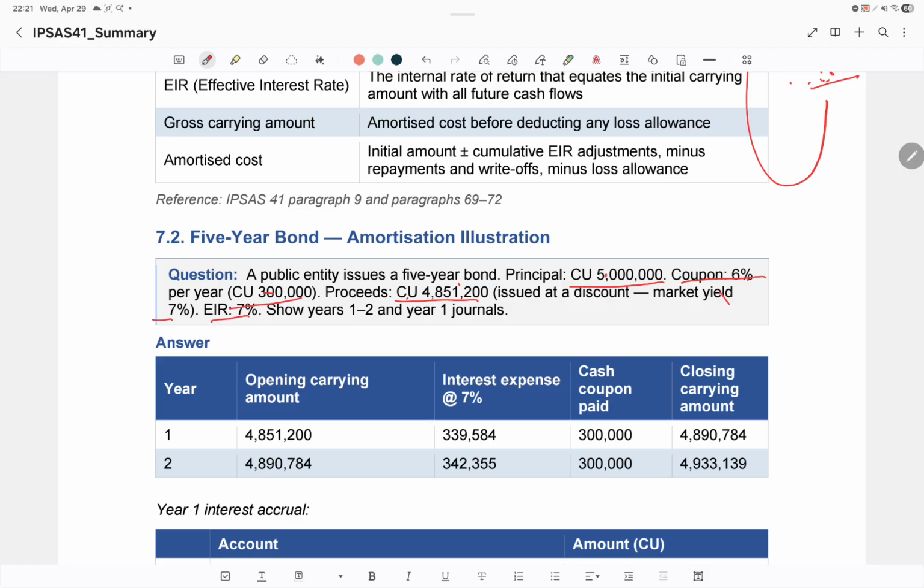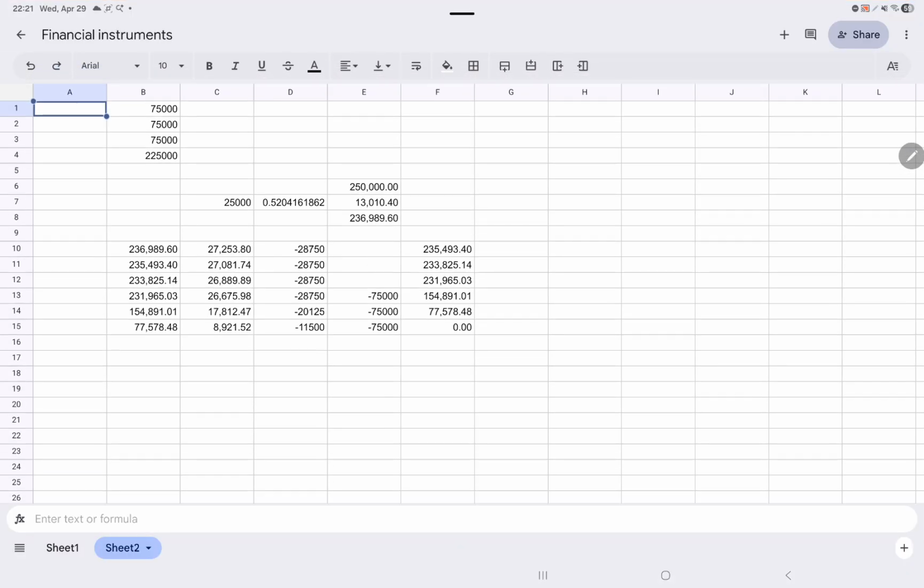Now, suppose you are not given this 7%. How do you calculate it? What is the cash payment every year? How many is the number of years? Let us solve this one. It is very interesting. I will show you how to solve it. So let us do this.